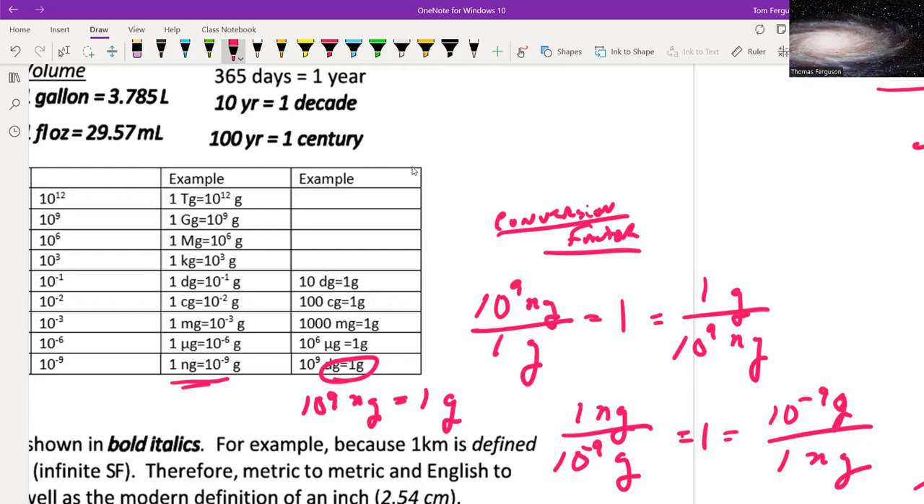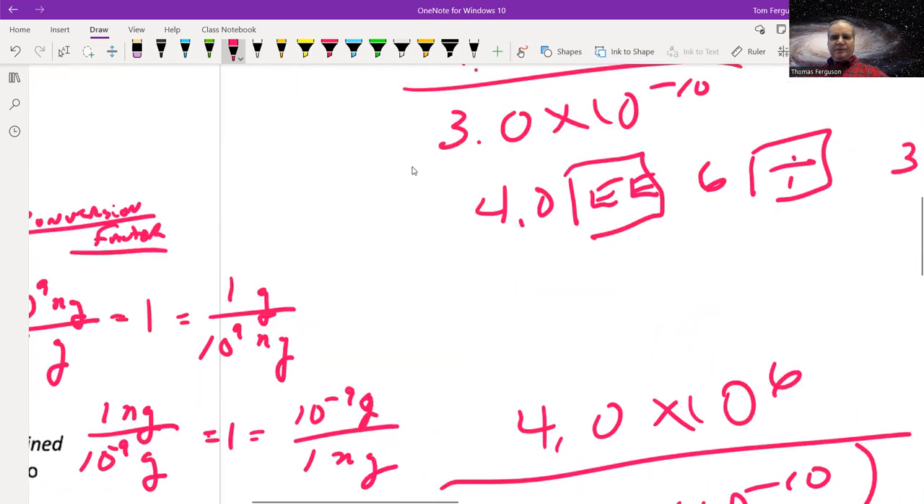Okay. Now, some people would rather use this one than that one. Doesn't matter. Use whatever one you like to use, or you can get used to using them both. They're both valid. So one nanogram is 10 to the minus 9 grams, 10 to the 9th nanograms is equal to 1 gram. Those are all valid. So a typical metric conversion problem.